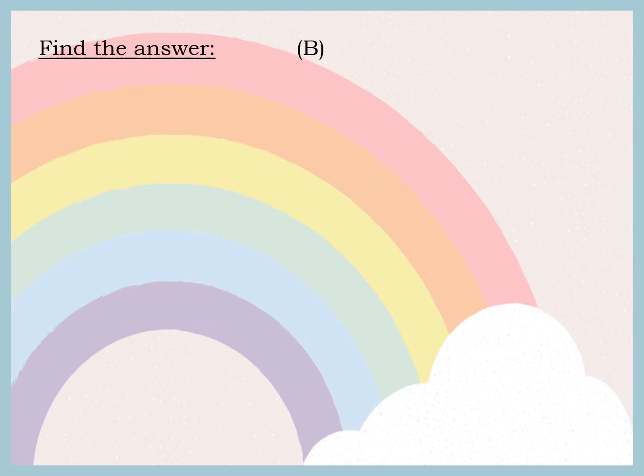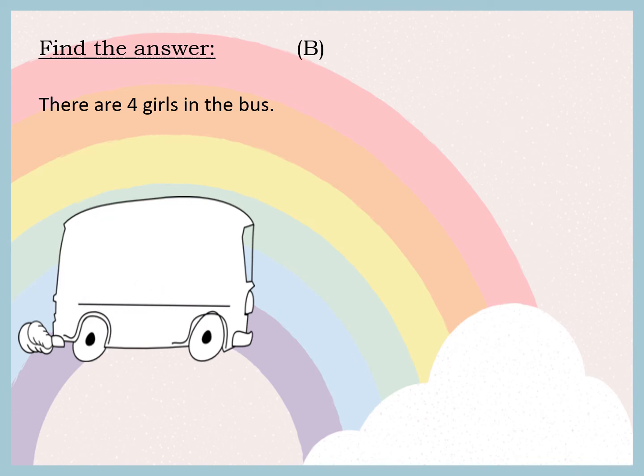Now, this is your exercise or activity letter B. Now, we are going to understand the situation. There are four girls in the bus. Again, there are four girls in the bus. How many girls are in the bus? Now, this is the bus, right? How many girls are on the bus? There are four.